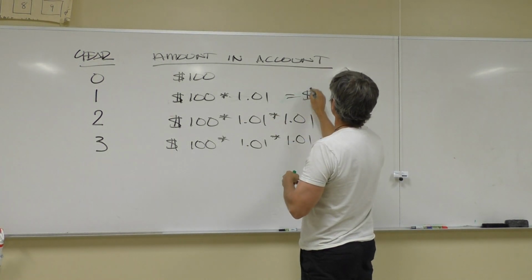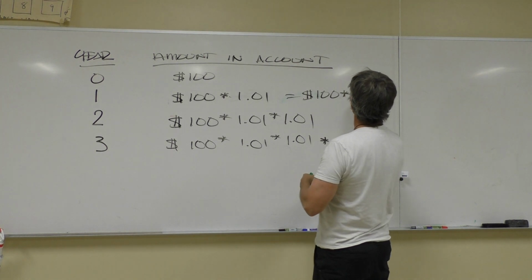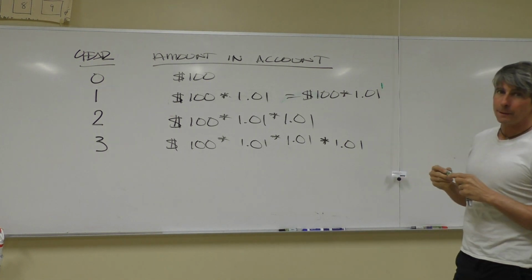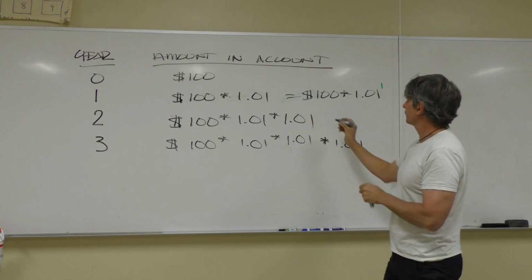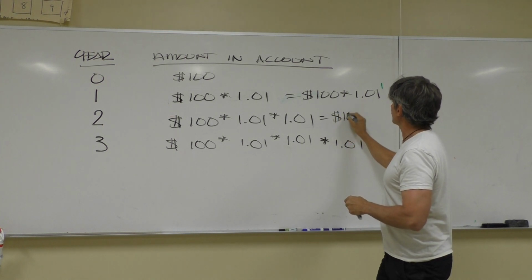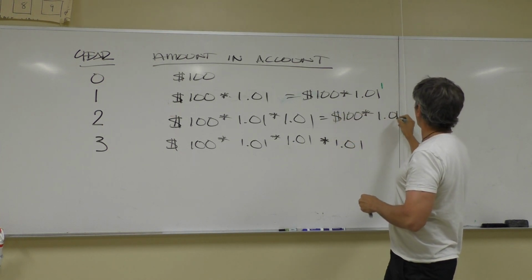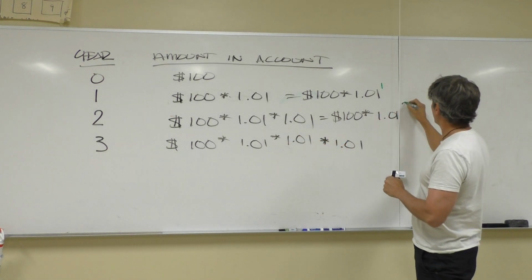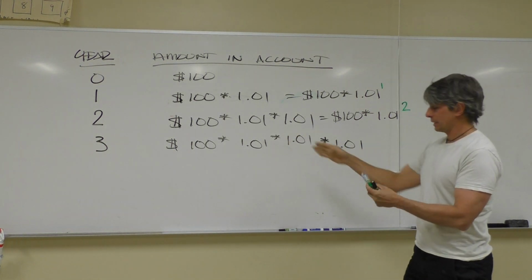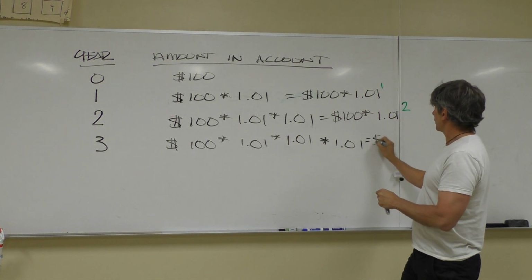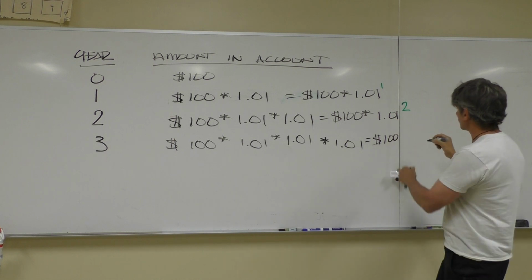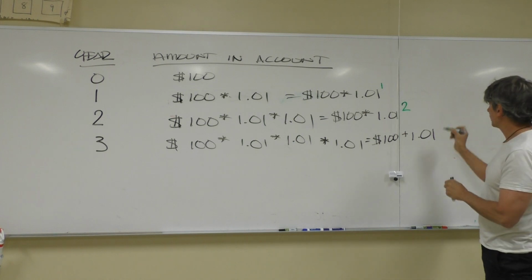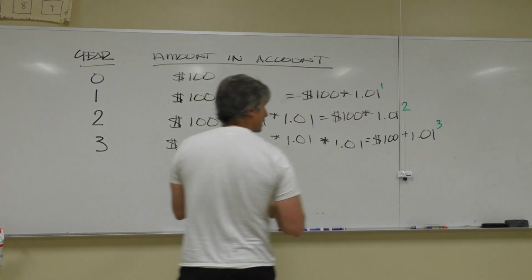This is equal to $100 times 1.01, and there's one of them, so I'm going to put that to the first power. This one here is $100 times 1.01, but there's two of them multiplied together, so that's squared. This one here is $100 times 1.01, and that's cubed. And I think you're seeing where this is going.